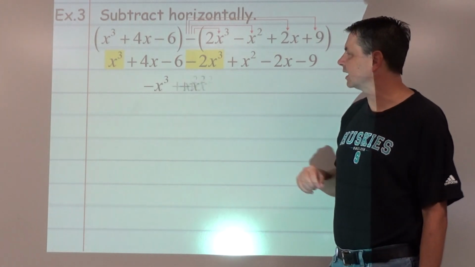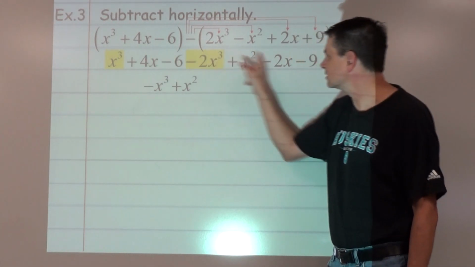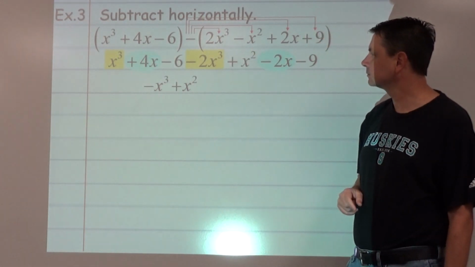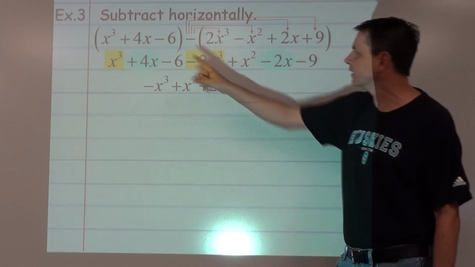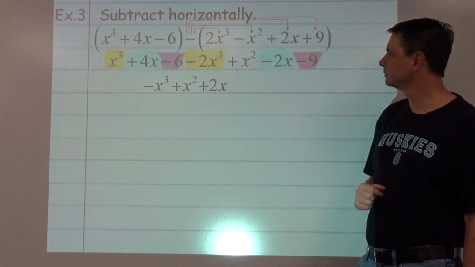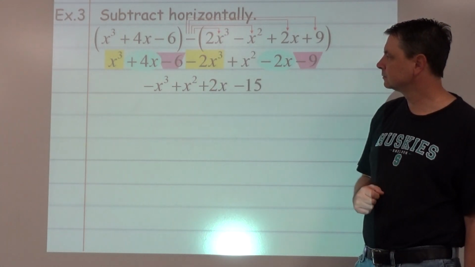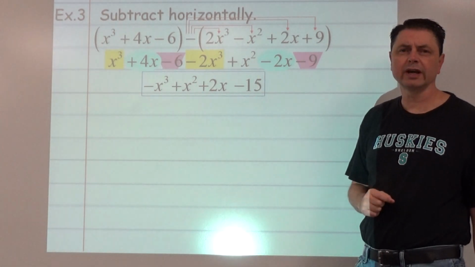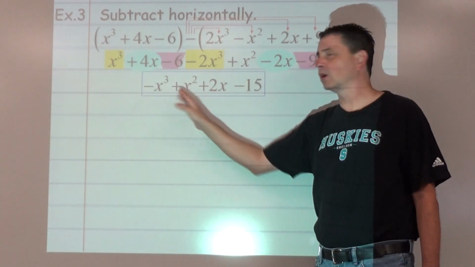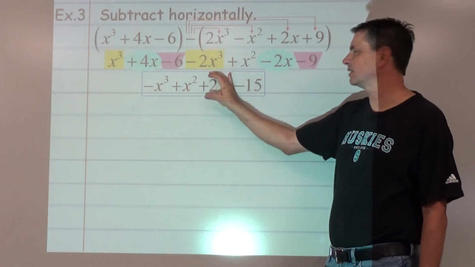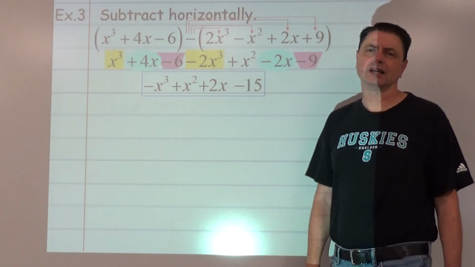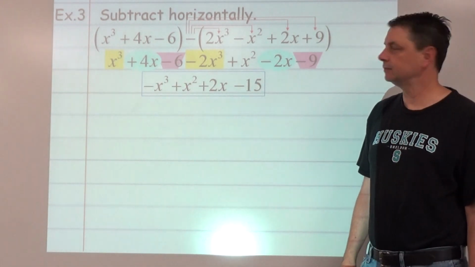X squared's next. Now x's. Now constant. There's our answer. It's written in standard form, highest exponent first, then next highest, and so on. That's standard form for a polynomial.